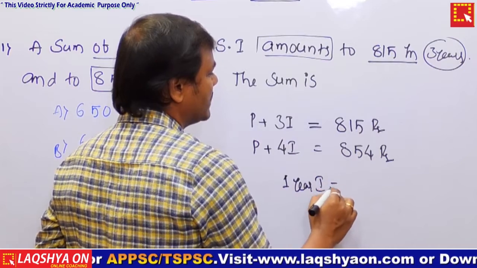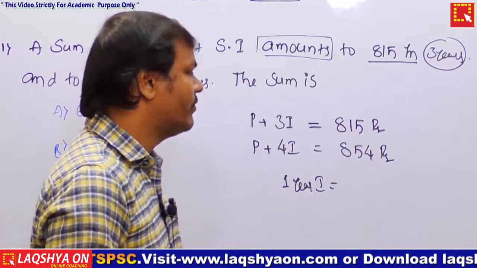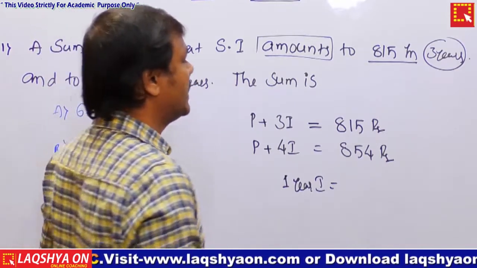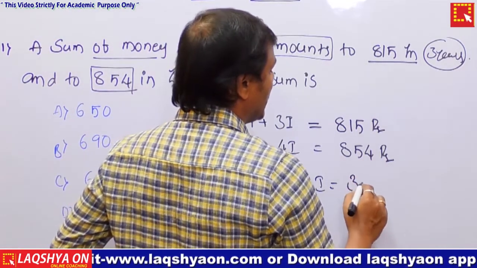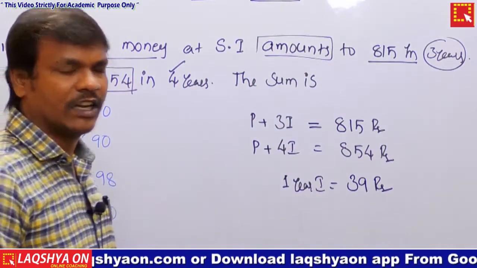In 1 year the amount increased from 815 to 854. That means how much? 39 rupees. So the interest for the first year is 39.